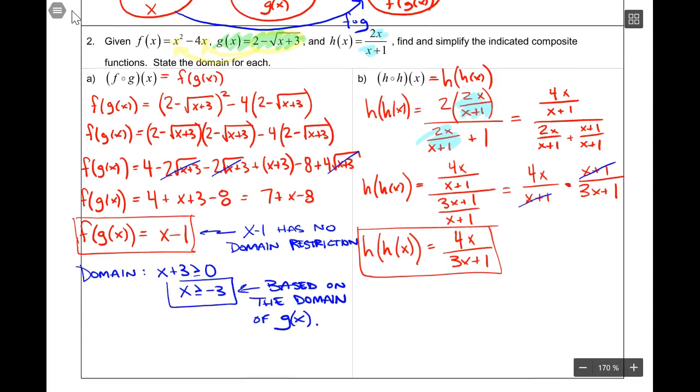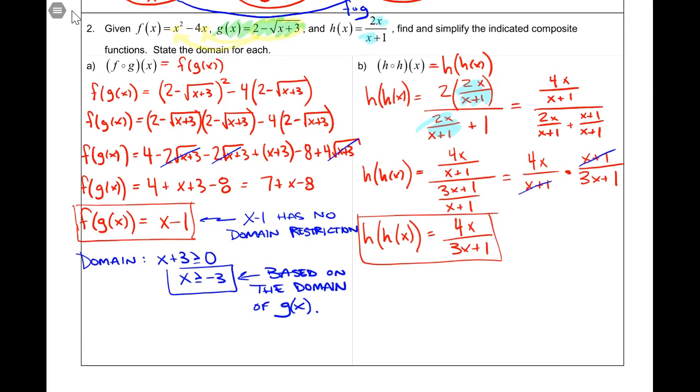We have 4x divided by the quantity 3x plus 1. Now let's talk about the domain. Okay, so the domain on this one's a bit trickier. We're going to have to go back and look at some of the things in the original function. So let me erase some of these highlights up here so we can talk about some fresh stuff. Okay, so taking a look at the original function h of x, I know that that's an input to my composite function, and I have a denominator of x plus 1. So from the original function, x plus 1 cannot equal 0.